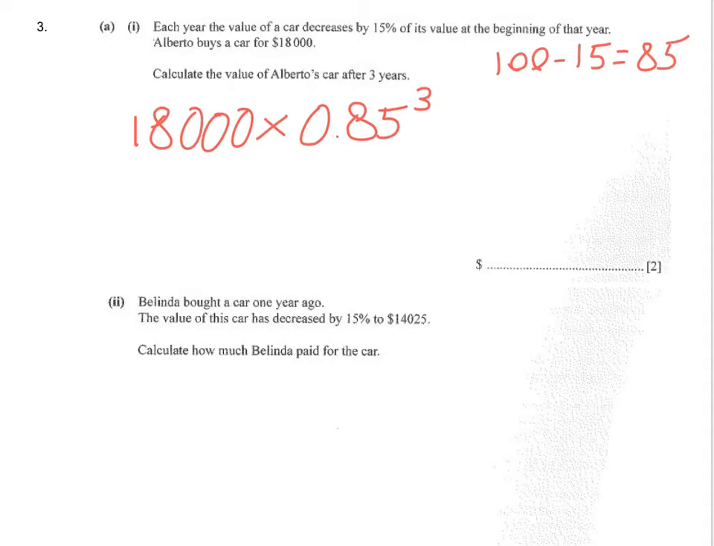It's important in money questions that you don't round more than 2 decimal places. In this case, our answer comes to 2 decimal places, so you need to give all of it. It's $11,054.25. You need every single one of those digits for those 2 marks.